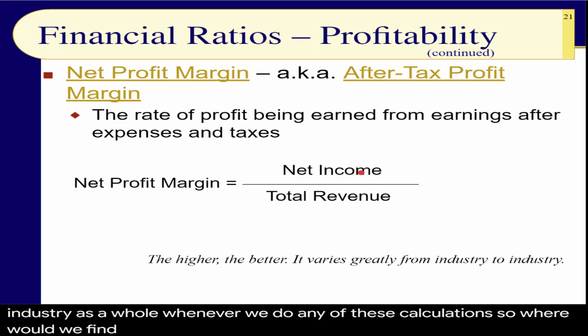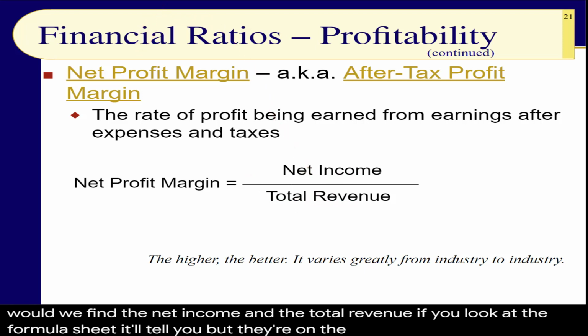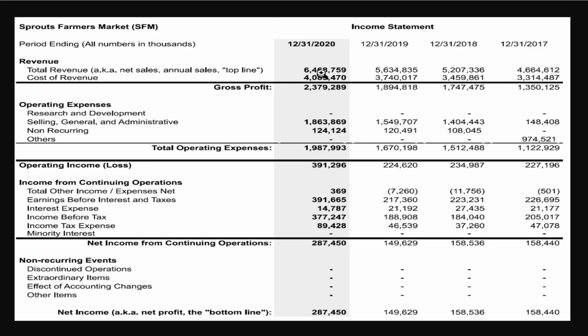So where would we find the net income and the total revenue? If you look at the formula sheet, it'll tell you, but they're on the income statement. So let's call up the income statement. Here is the total revenue. That's the top line number, 6,468,759. Remember, you have to multiply everything by 1,000, so that's 6 billion, 468,759,000. And what's the bottom line number? 287,450. Those are the net income, the net profits, the bottom line. So taking the bottom line number, dividing it by the top line number, I get 4.44%.